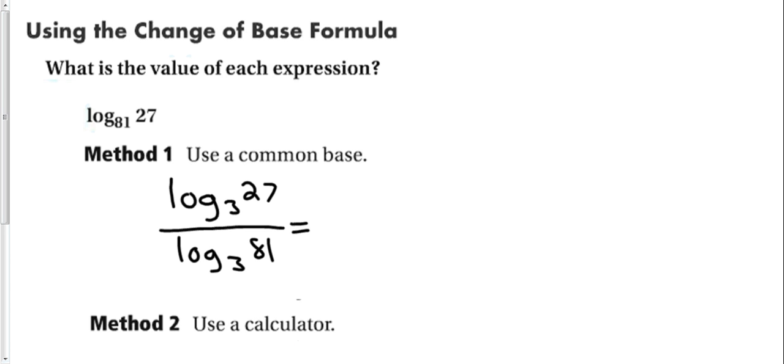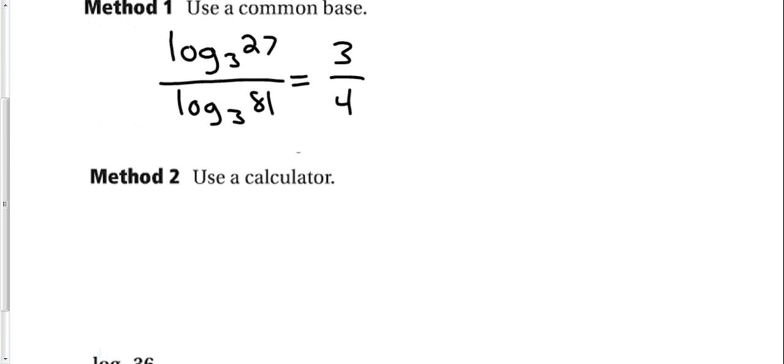Because 3 times 3 times 3 is 27. That leaves me 3 at the top. 3 times 3 times 3 times 3 is 81. It leaves me 4 at the bottom. So using my change of base formula, I'm able to work this out.